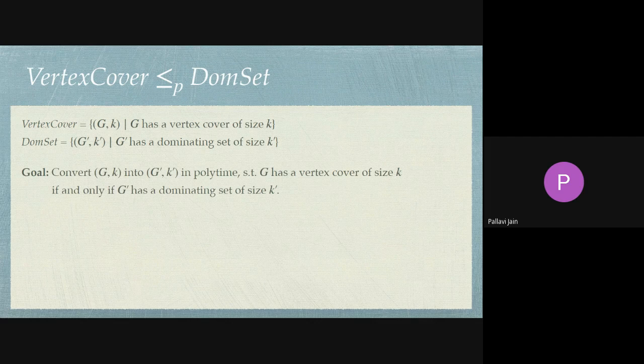All right. So again, probably I'll bore you this time by saying this line again. We have to convert G, k into G prime, k prime in polytime, such that G has a vertex cover of size k if and only if G prime has a dominating set of size k prime. So let's see the reduction. We have our G and k here, and let's see how we can construct G prime and k prime.